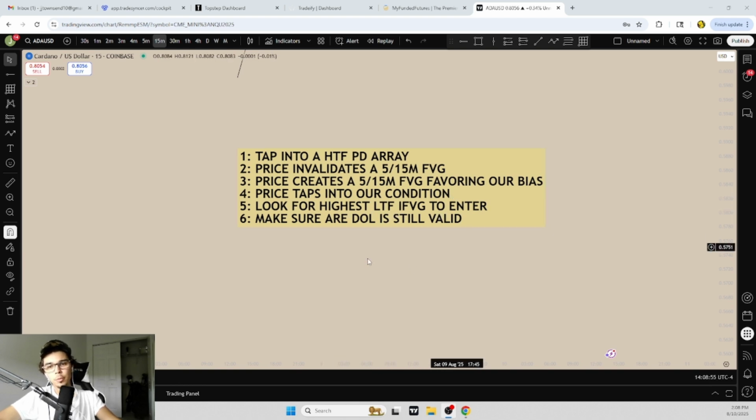And then what is our entry model? Well, the highest lower time frame inversion out of it. So if we have a 2 minute fair value gap, we'll enter off the 2 minute. If we have a 3 minute, we'll enter off the 3 minute, so on and so forth, all the way up to the 5 minute, 1 through 5 minute.